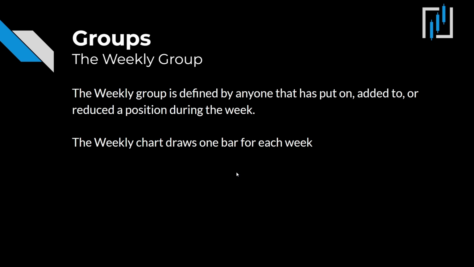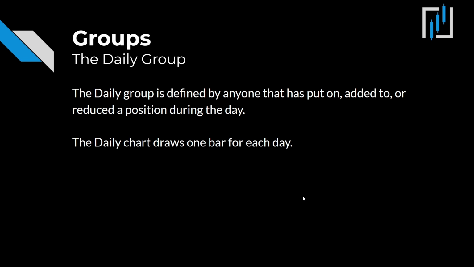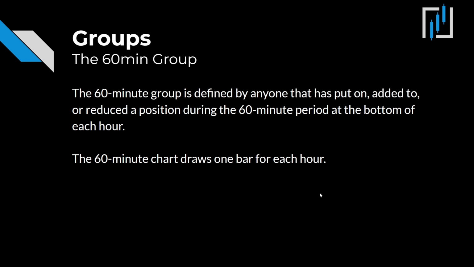Then we have the weekly group. It is defined by anyone that has put on, added to, or reduced a position during the week. The weekly chart draws 1 bar for each week. Then the daily group is defined by anyone that has put on, added to, or reduced a position during the day, and the daily chart draws 1 bar for each day. Hopefully it's simple and repetitive. And then the last one, the 60 group, is defined by anyone that has put on, added to, or reduced a position during the 60-minute period at the bottom of each hour. The 60-minute chart draws 1 bar for each hour.